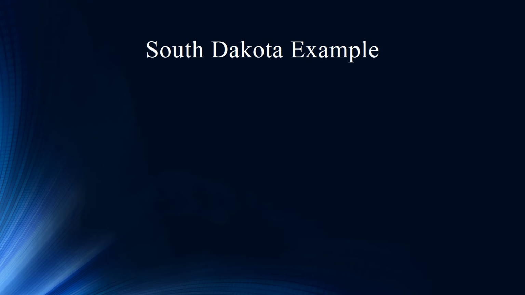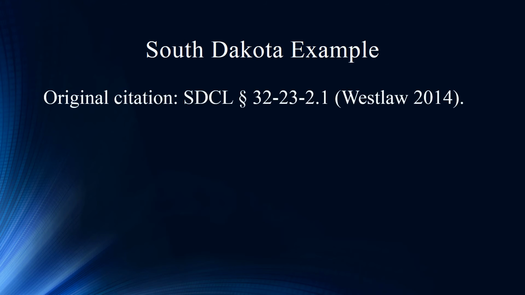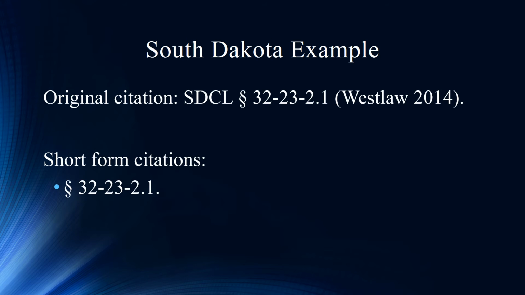Let's look at a couple examples using South Dakota statutes. Let's assume that you cited 32-23-2.1 earlier in your writing and want to cite it again. You can short cite it by simply using the section symbol 32-23-2.1 and omit SDCL and the publisher/year information. You could also use the longer short form if you think it's necessary to avoid confusion to the reader.